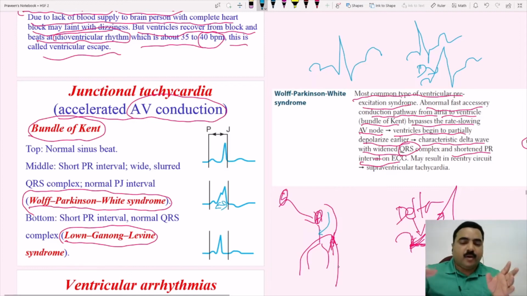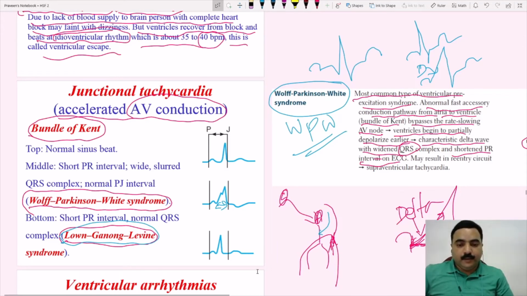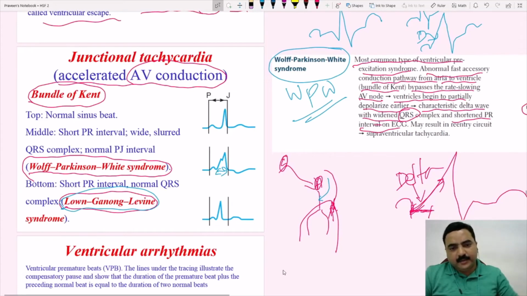But that is the normal QRS complex you get. Okay, but don't worry much about the LGL syndrome. It's very important to understand the Wolff Parkinson White syndrome, or the WPW syndrome. So make sure you learn more about the WPW syndrome, and that is more often asked in the exam. Just in case they ask about the LGL, understand the difference.